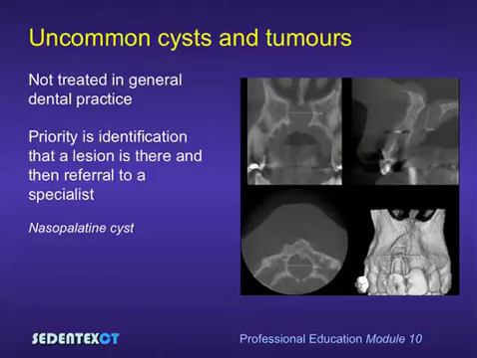There are, of course, many uncommon cysts and tumours that can arise in the jaws of patients. But, of course, none of these are likely to be treated in general dental practice, so the priority for the dentist interpreting the scans is identification that a lesion is present and then undertaking referral to the specialist who is actually going to treat the patient. Here's an example of a nasopalatine cyst in the midline of the maxilla produced by an enlargement of the nasopalatine canal.